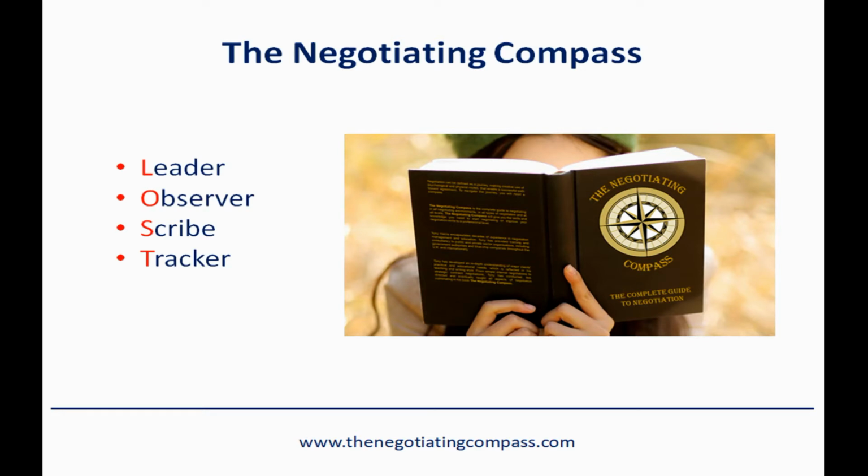The negotiation compass also talks about team roles and identifies 4 key actors in a negotiation: leader, observer, scribe and tracker. You may find yourself having to cover all these roles in a negotiation. More information on these roles can be found in the book.